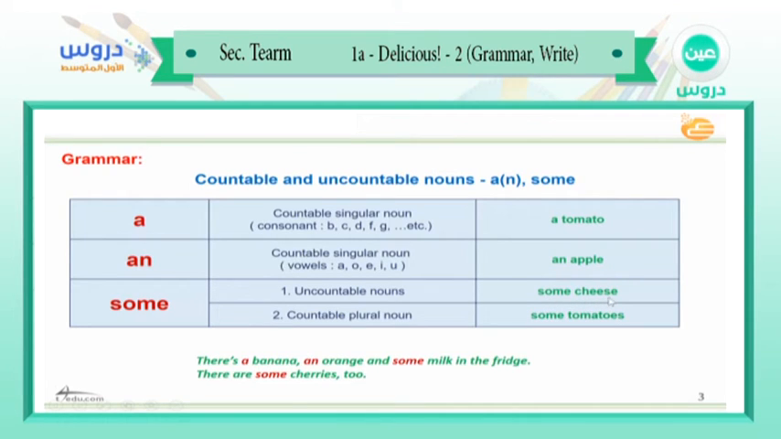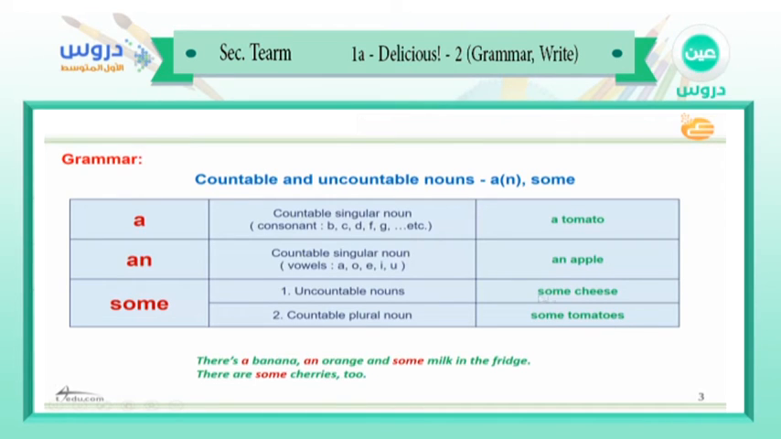So, some cheese. Number 2, also we can use some with countable plural nouns. This is countable singular, okay? But this one plural, more than 1. For example, tomatoes. 4 tomatoes, 10 tomatoes, 100 tomatoes. So we have to say some tomatoes. Some tomatoes.